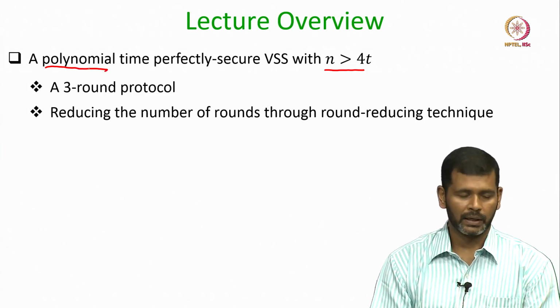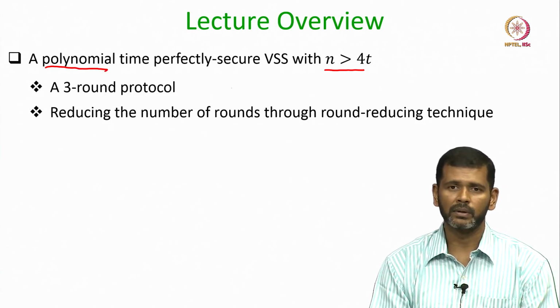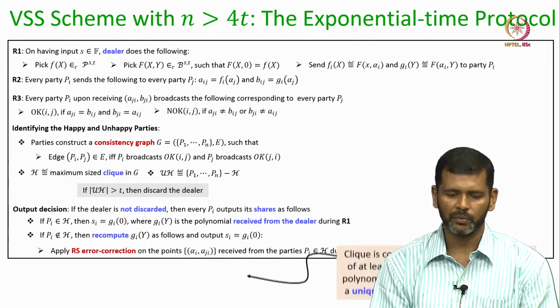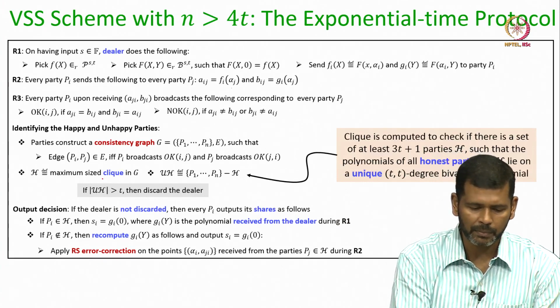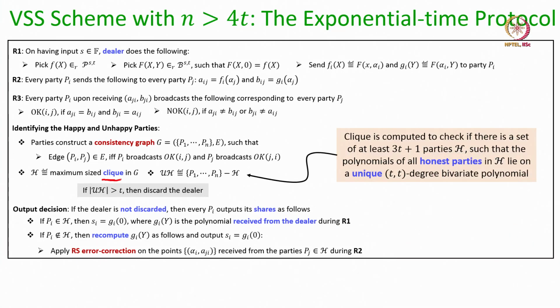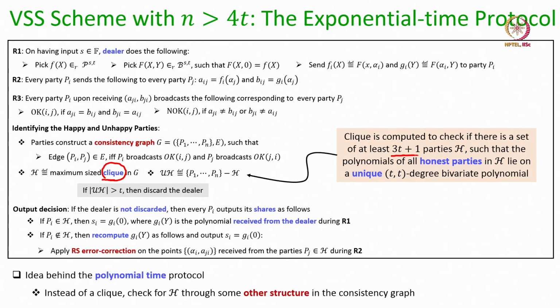I do not know whether you have noticed it or not, the protocol that we had discussed in the previous lecture was an exponential time protocol. Why is it an exponential time protocol? Because the set of happy parties is defined to be the parties, or the nodes representing the parties, in the maximum size clique in the graph. And finding the maximum size clique, or basically checking whether there exists a clique of size at least n minus t, we do not know whether we have a polynomial time algorithm for that problem or not. We only have an exponential time protocol.